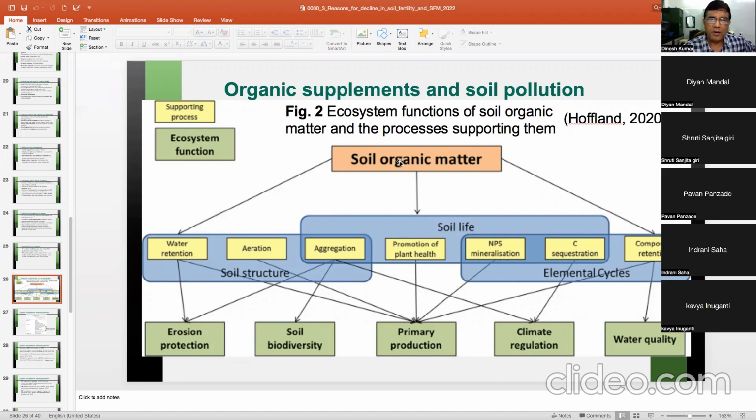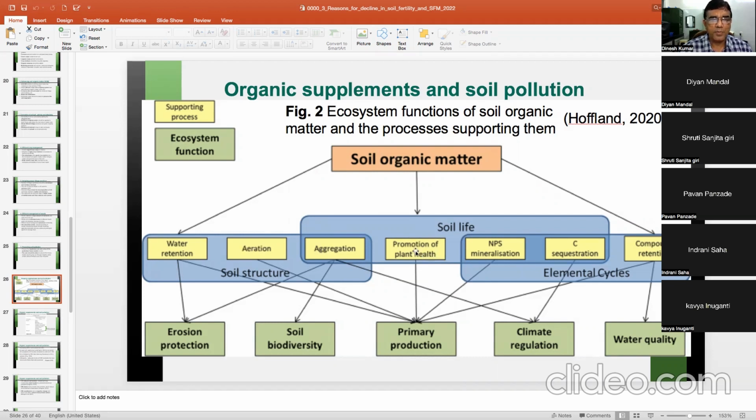So what it is doing, you can see in the yellow colored boxes. Water retention: it will improve the water retention or water holding capacity of the soil. Aeration: by improved aggregation, by improvement in soil structure, it will improve the aeration. Then promotion of plant health.